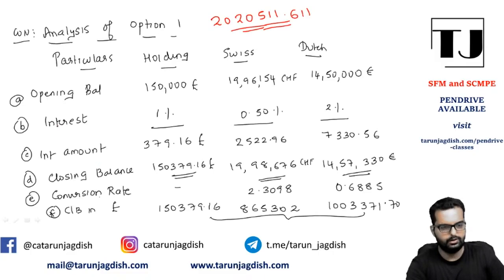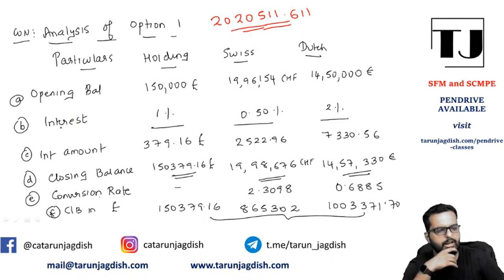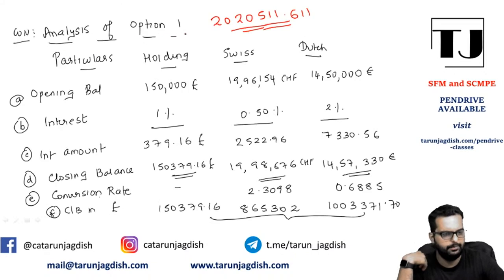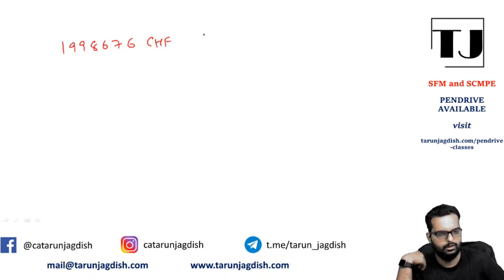Okay, Uzair, your doubt is how to decide whether I should multiply or whether I should divide. I'll explain that to you. See, for example, 19 lakh 98,676. This is CHF, am I right? And now they have given 2.3098. This is CHF bar sterling.